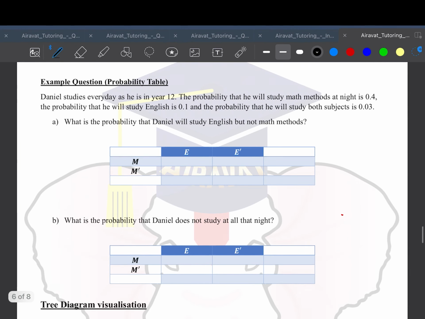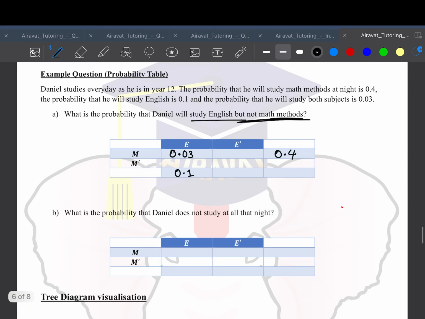So Daniel studies every day as he's in Year 12, of course. The probability that he will study math methods at night is 0.4. So M here in this context is for studying math methods. I'm going to write 0.4 as his probability. The probability that he will study English is 0.1, and the probability that he will study both subjects is 0.03. What is the probability that Daniel will study English but not math methods?